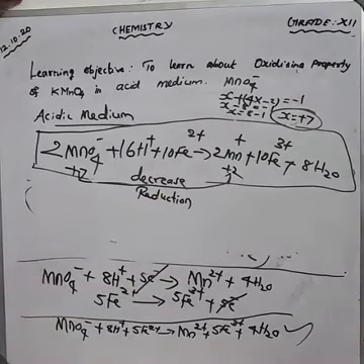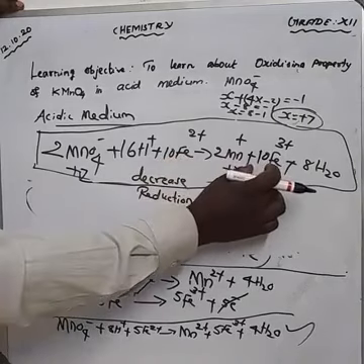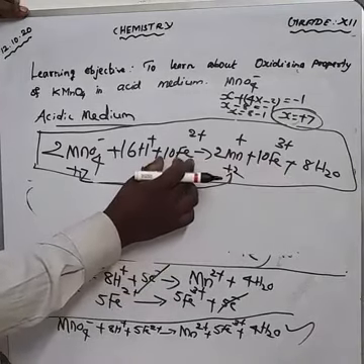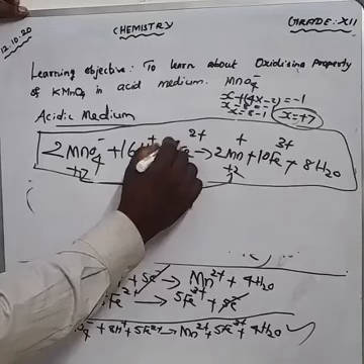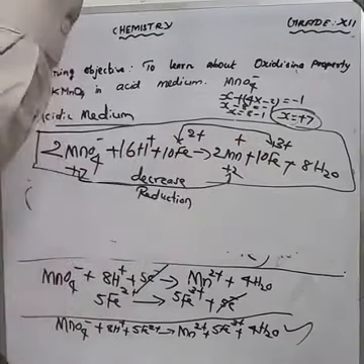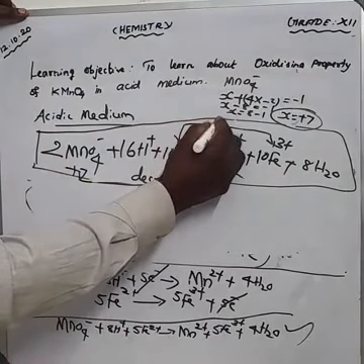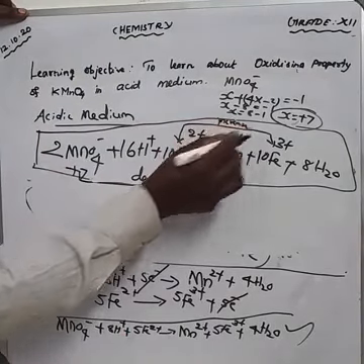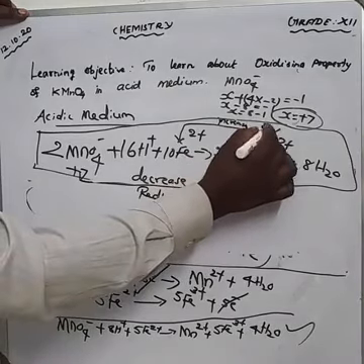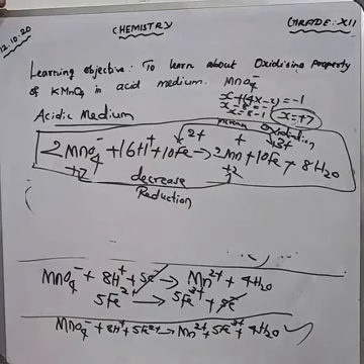Here, when we are comparing Fe2 plus and Fe3 plus, is it increase or decrease? Increase. Okay, here it increases. So it is what? Oxidation.